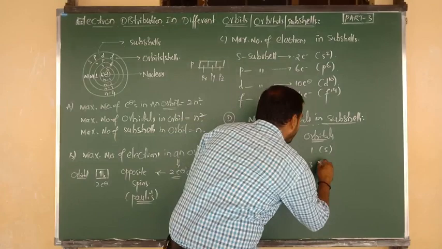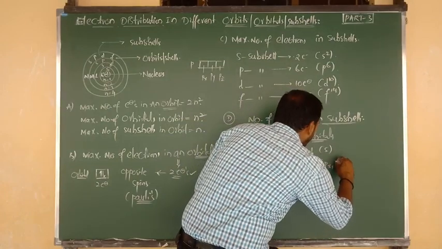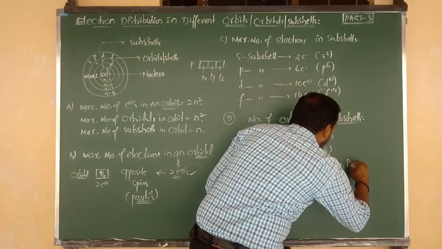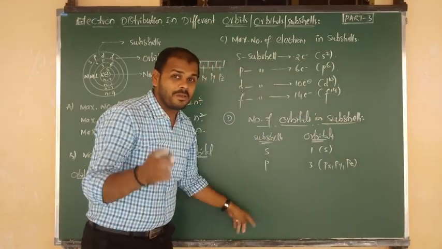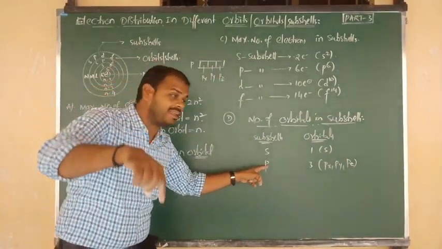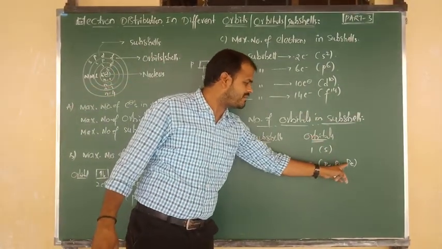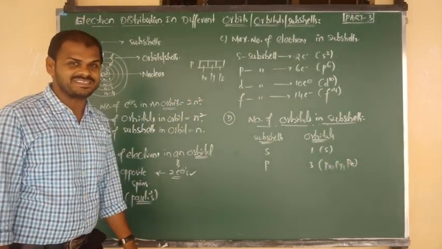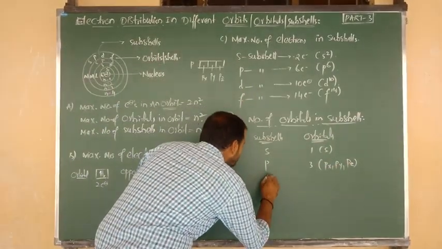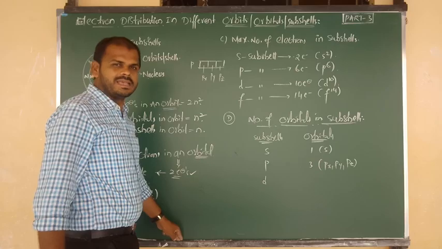So the subshell is p, but orbitals are 3. What are the 3 orbitals? One is the px orbital, one more is the py orbital, one more is the pz orbital. P is a subshell. It contains 3 orbitals, px, py, and pz. I hope you understand now. Good. Next one, I am going to write the d subshell.